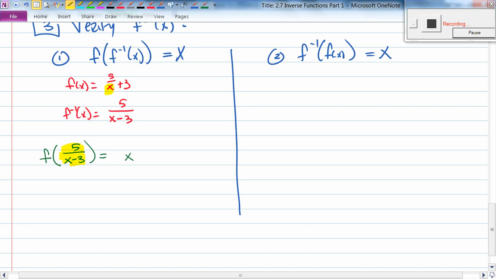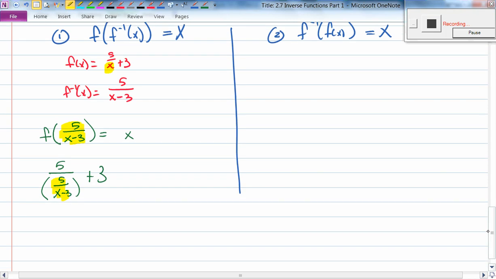This is function composition. This is what we did last section. So that means I'm literally going to have 5 divided by the quantity 5 over x minus 3, and then a plus 3 on the outside. So does everybody see how I have replaced or have evaluated f of f inverse of x? Yeah, it's kind of hard to see. Do you guys get it, though?